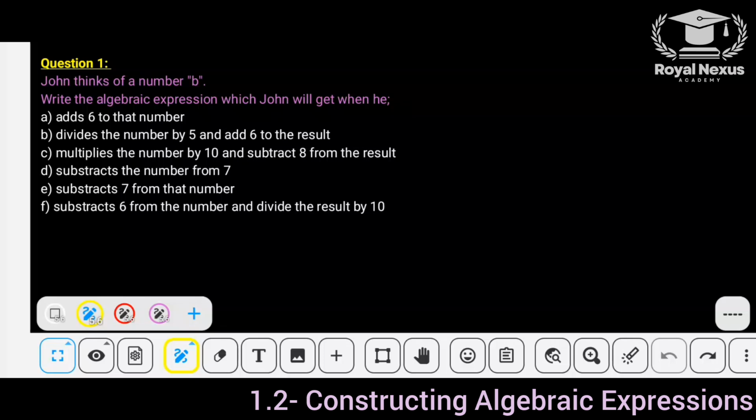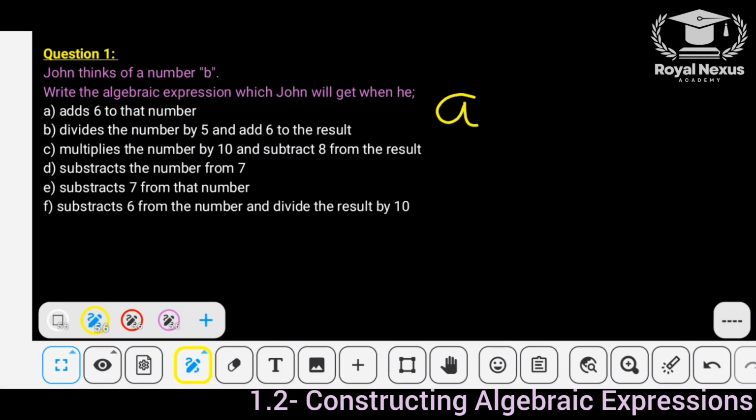So coming to the question, it says John thinks of a number b. Write the algebraic expression which John will get when he adds 6 to that number. So the number is b and John is adding 6 to that number. So the algebraic expression will be really simple. It will be just b plus 6.